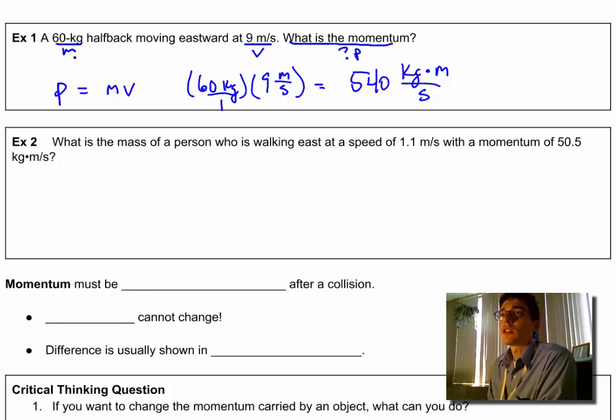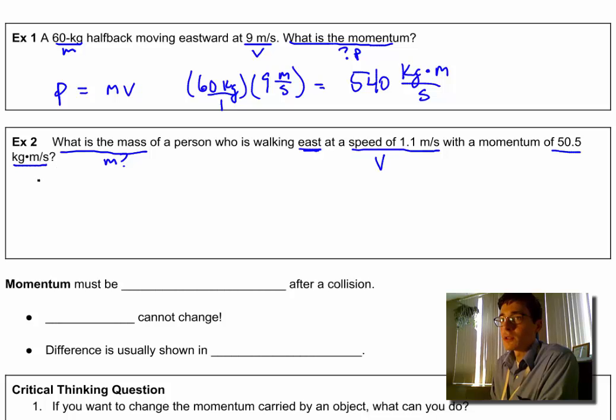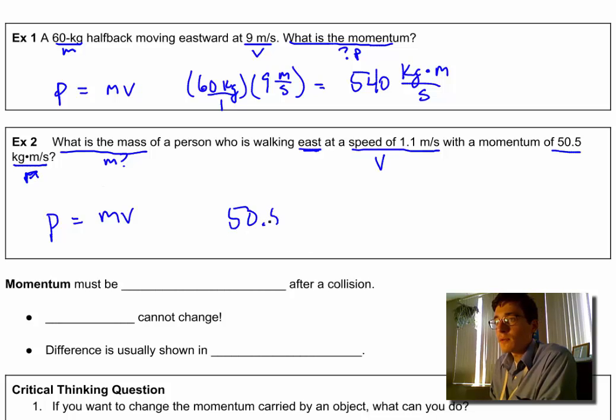Example number 2, we can also rearrange our equation and solve for missing variables. So what is the mass? Here's your question. What is the mass of a person who is walking east, here's your direction, at a speed of 1.1 meters per second, so this is their velocity, with a momentum of 50.5 kilogram meters per second? So this is M. If we have P equals mv, fill in your variables. Your momentum, 50.5 kilogram meters per second, equals the mass, that's our question, so x, times 1.1 meters per second.